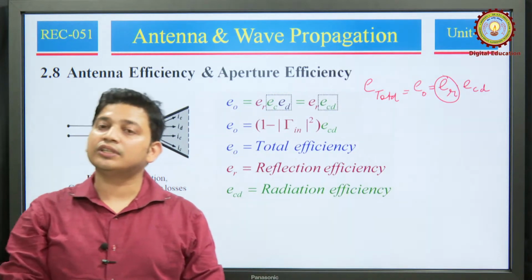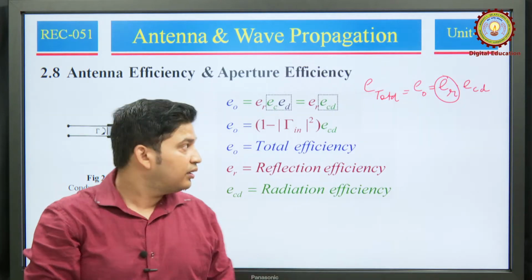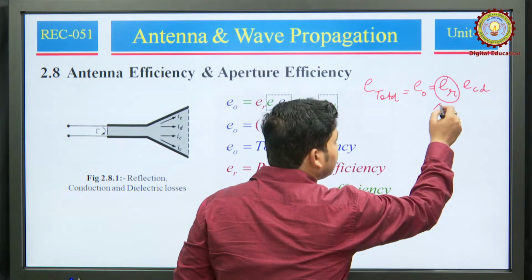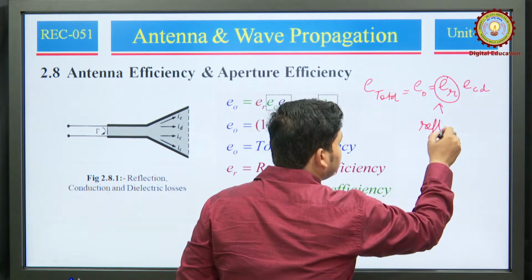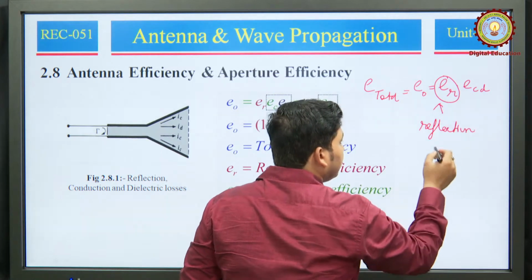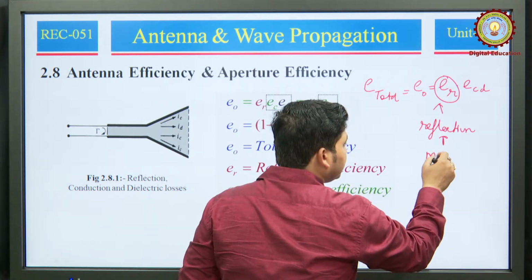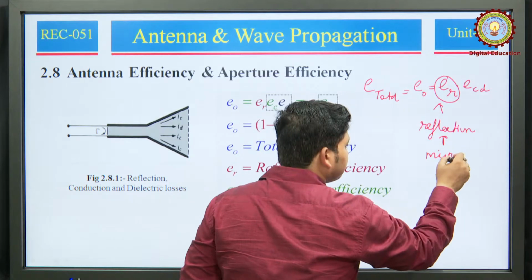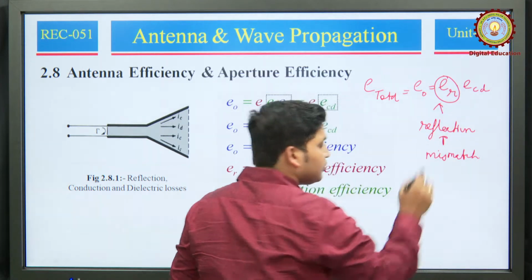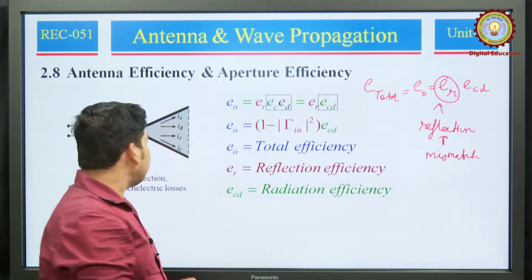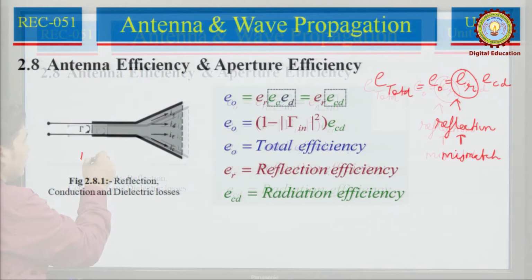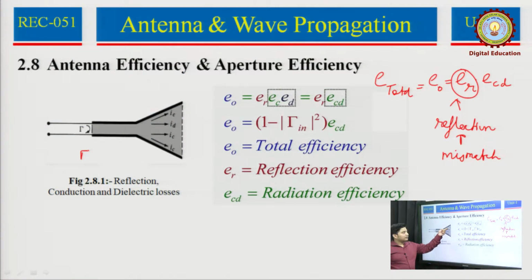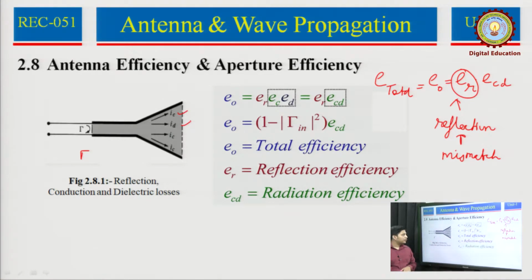Reflection, which is governed by mismatch. This is reflection. How is it governed by mismatch? So, you can see that gamma, conduction current and dielectric current, this is the way we have defined it over here. So, what is happening?